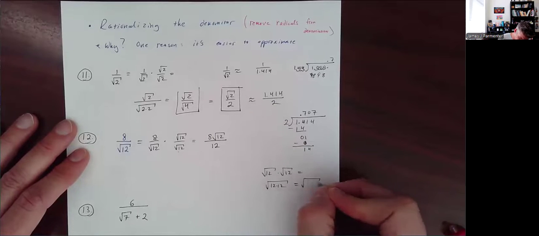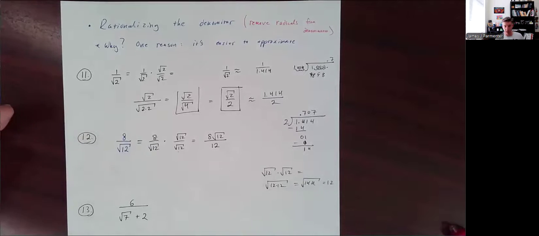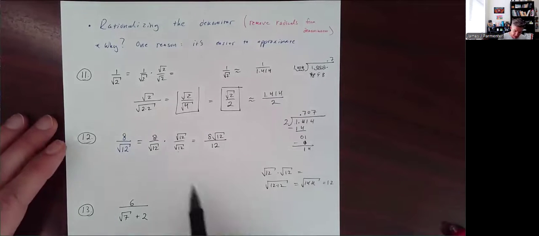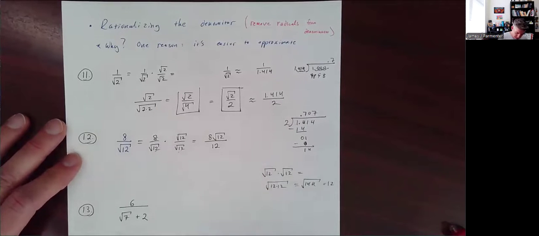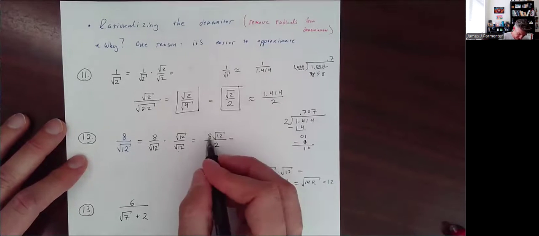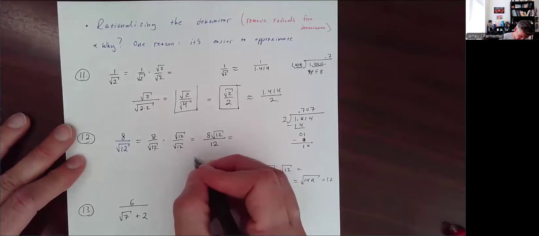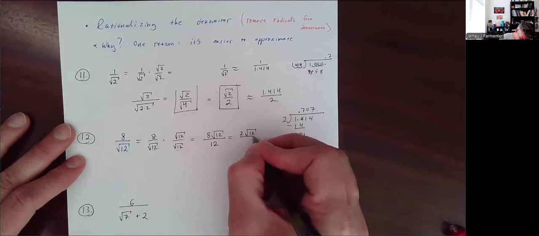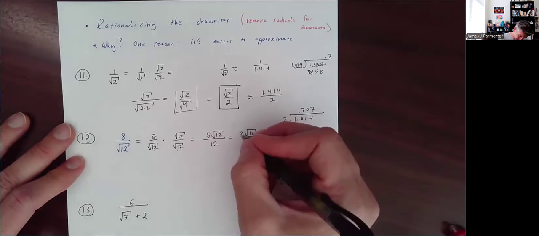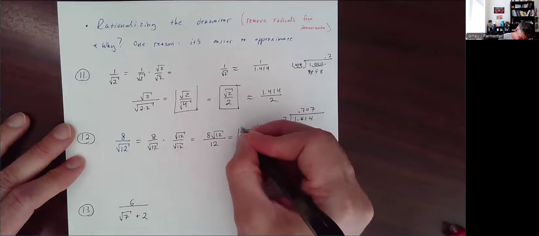Or you can say it's the square root of 144, which is 12. You don't really need to show that work. It's always accepted that the square root of the number times the square root of the same number is just that number. And then we can simplify this. We can divide a 4 from the top and the bottom and say that's going to be equal to 2 root 12 over 3. 8 divided by 4 is 2. 12 divided by 4 is 3.